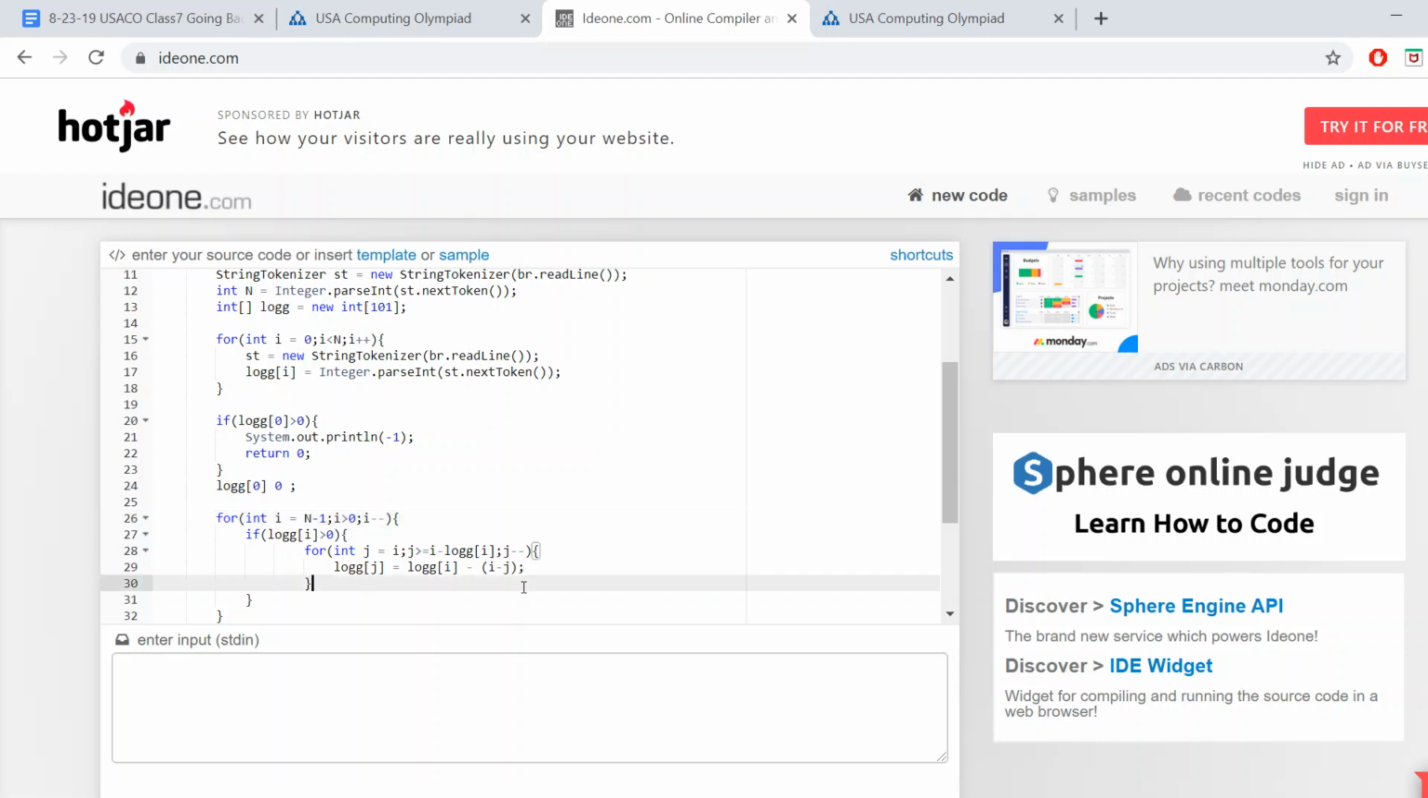But how would you know if it's impossible? Oh yeah, I'll get to that. So right now we're setting the value. Does this line make sense?